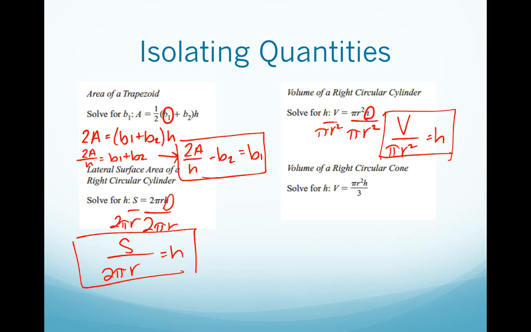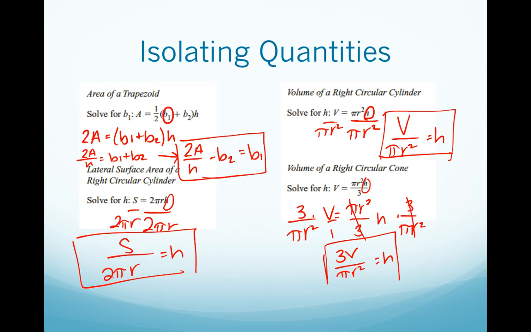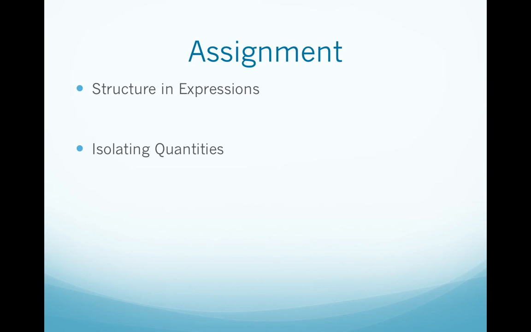This last one here, solving for h, it's similar, but we might want to think about pulling this out as a fraction. So v equals pi r squared over 3 times h. To get rid of this, you're going to multiply by the reciprocal. And think of the v as v over 1. So over here, these are going to cancel. 3v over pi r squared is equal to h. So you're just kind of manipulating the expression to rewrite it in a different form. So for your assignment, you've got structure and expressions and isolating quantities.